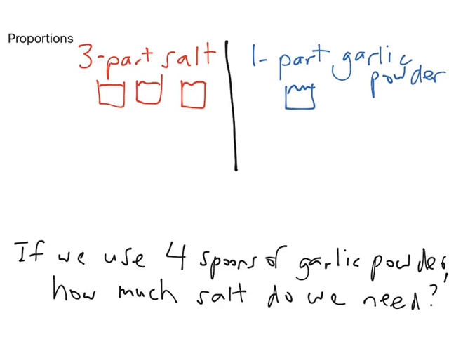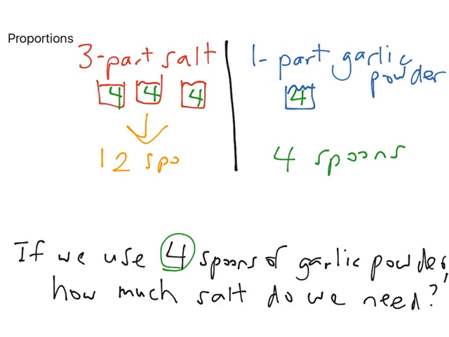What that's saying is, how much garlic powder do we have? 4. Right here. Well, 1 part garlic powder to 3 parts salt. That means that this is 4. Every part is the same. So if you're using 4 spoons of garlic powder, how much salt are we using? Well, 12. Because 4 plus 4 plus 4. So 4 spoons of garlic powder, 12 spoons of salt.